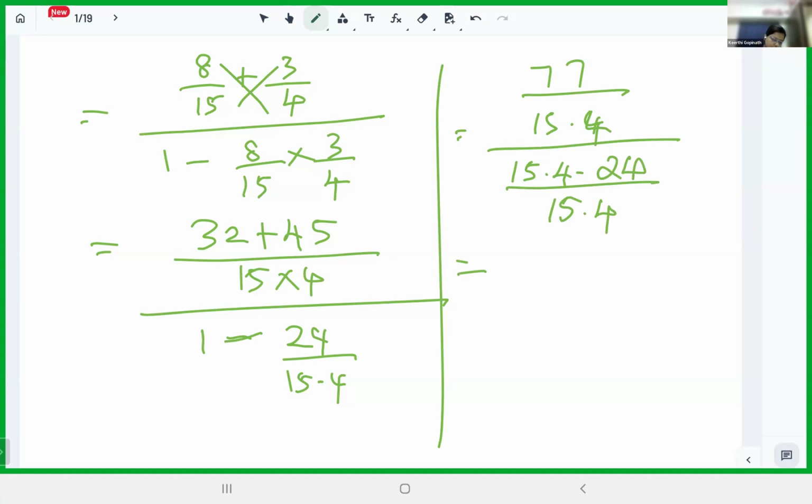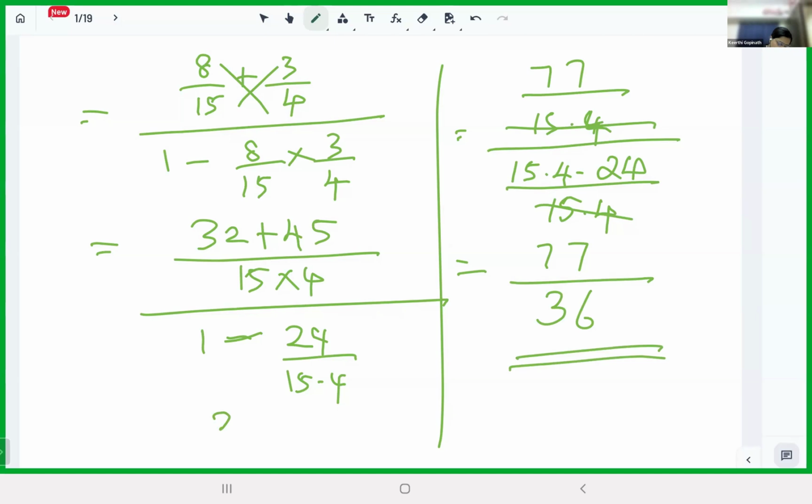So 77 by 15 into 4, and this 15 into 4 and 15 into 4 get cancelled. Right. So 77 by 15 into 4 minus 24. 15 into 4 is 60, 60 minus 24 will become 36. So it is 77 by 36. Okay. So we got the value of tan of x plus y as 77 by 36.